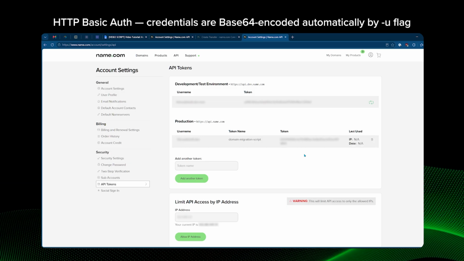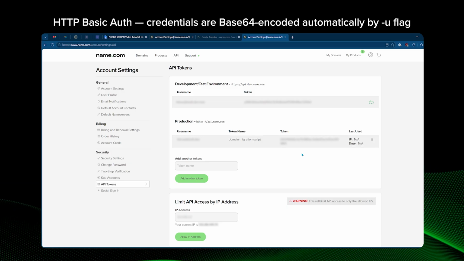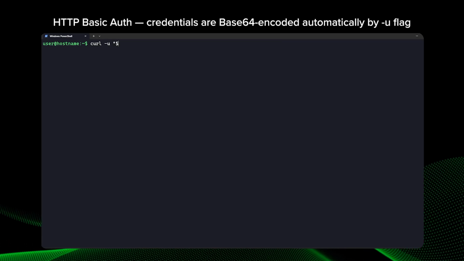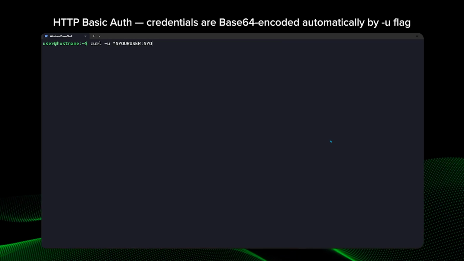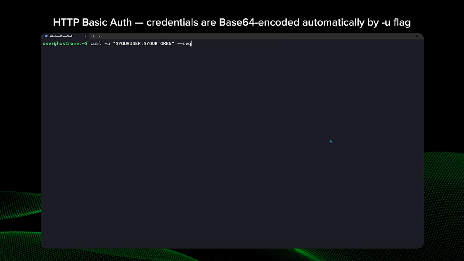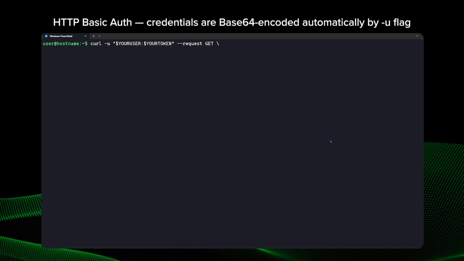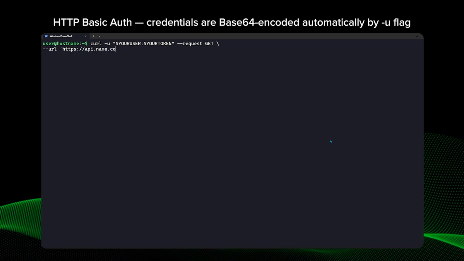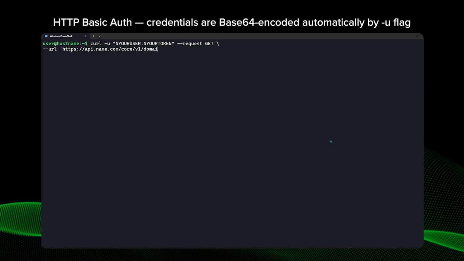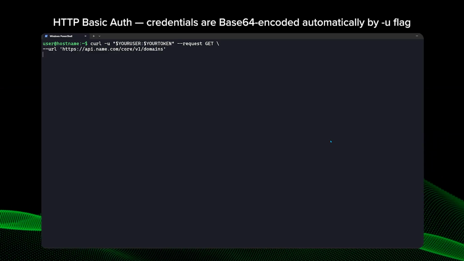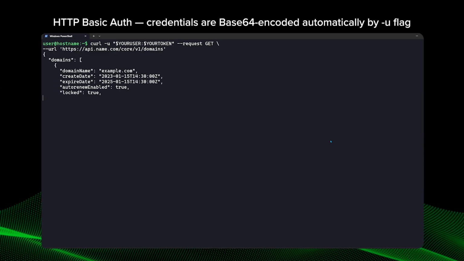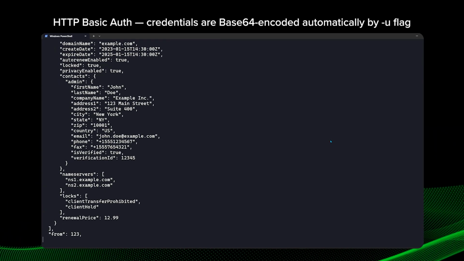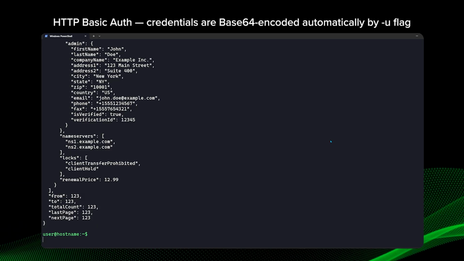Now let's immediately verify the token works. I'll drop into the terminal and run a curl command against the domain's endpoint. I'm using the -u flag, which takes my username and API token separated by a colon, and base64 encodes them into the authorization header automatically. If I get back a JSON list of my domains, auth is working correctly, and there it is, a 200 response with my domain list. Setup is confirmed, and we're ready to move on.